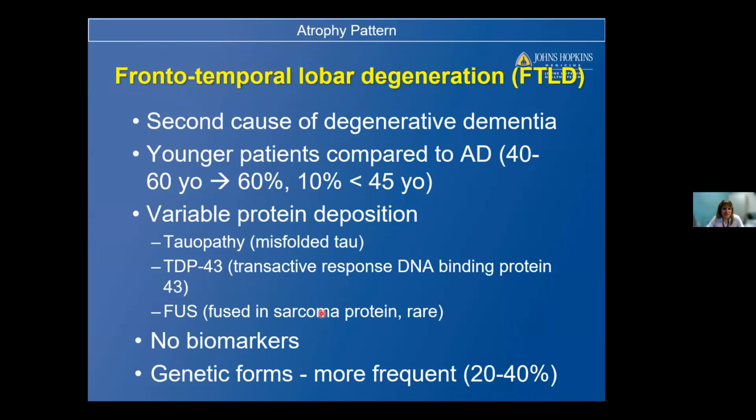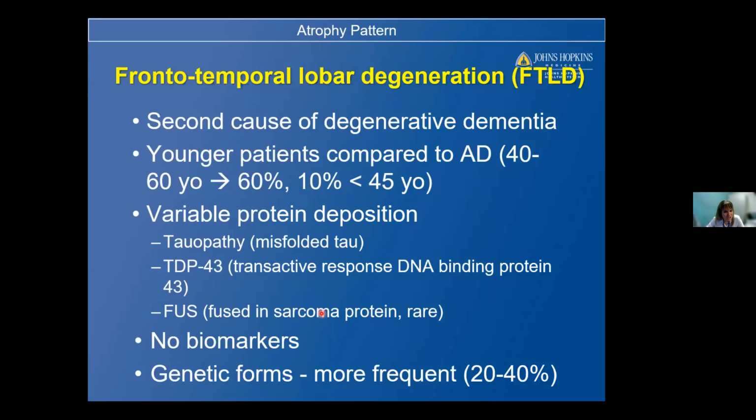All right, so I'm just going to have to speed up a little bit here. So frontotemporal lobar degeneration, this is common. This is the second cause of degenerative dementia after Alzheimer's disease. Typically, FTLDs occur in younger patients than Alzheimer's disease, usually with early onset, 40 to 60 years of age, with 10% being diagnosed at less than 45 years old.